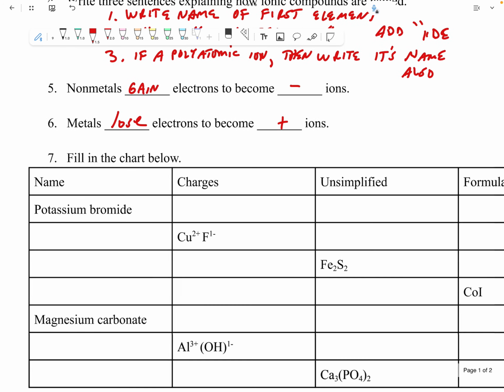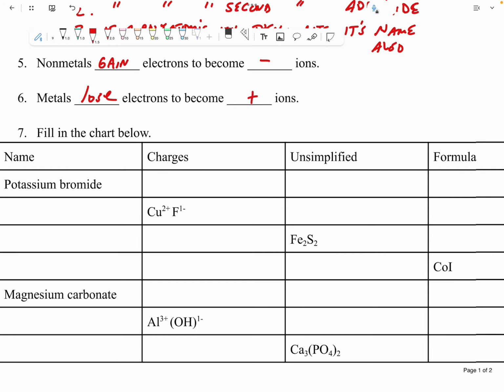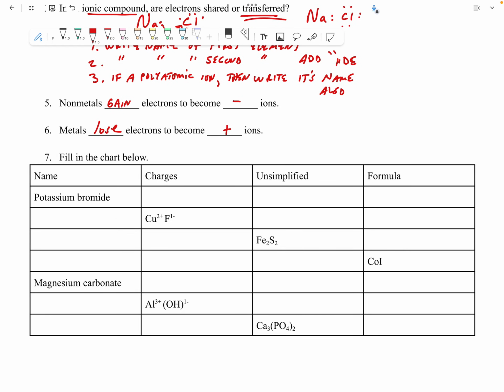All right. Let me show you how this goes. So we're trying to fill in this chart below. The first column, we've got the name of the compound. The charges in the second, the unsimplified version in the third column. In the last column, we've got the formula for it. We're going to cross this off. I told you guys to cross that off.